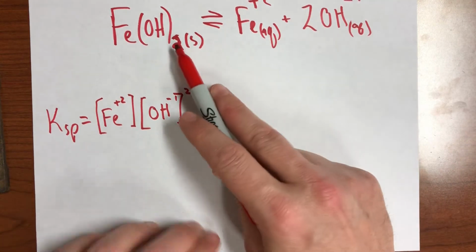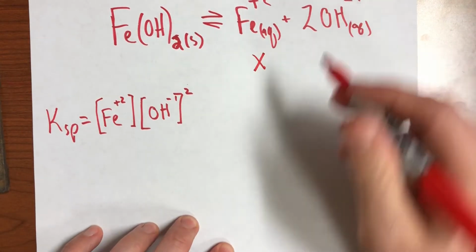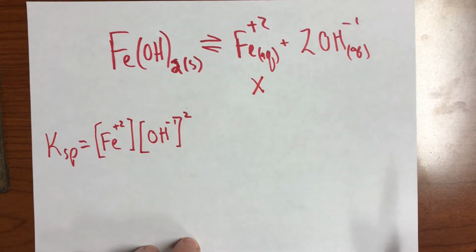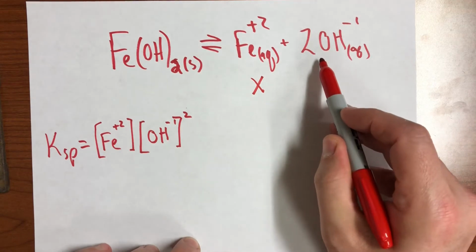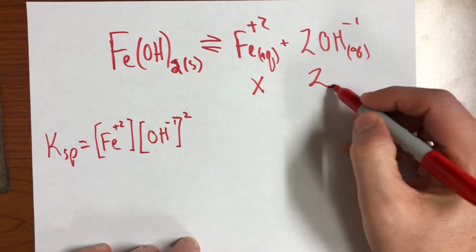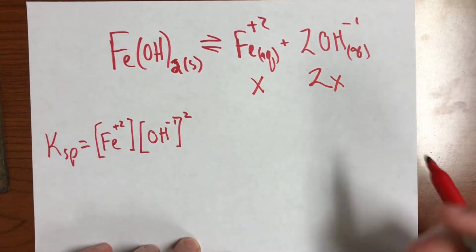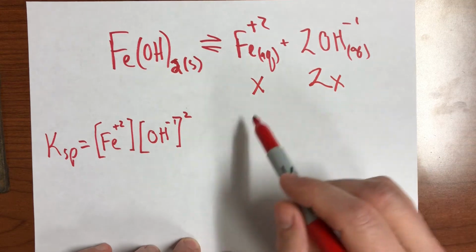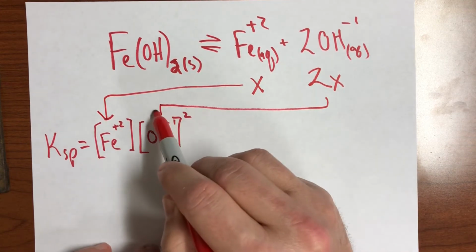So we don't really know anything. All we know is that some amount of this stuff dissolves, so we don't know how much is going to dissolve, so let's just call that number X. So if X iron ion dissolves, then it's also true, I think you'll agree, that twice as much, or 2X, hydroxide ion dissociates. And now we pretty much are done. We have everything we need. We have one variable, X.